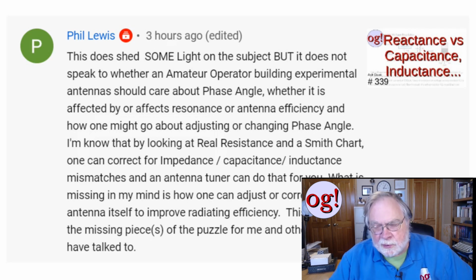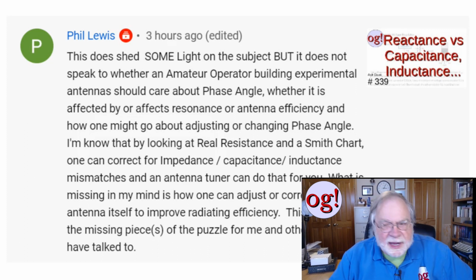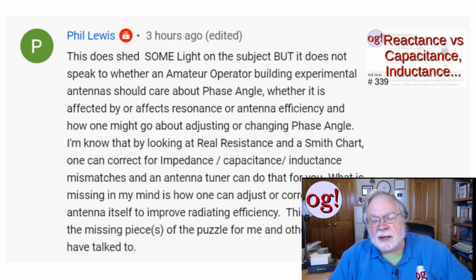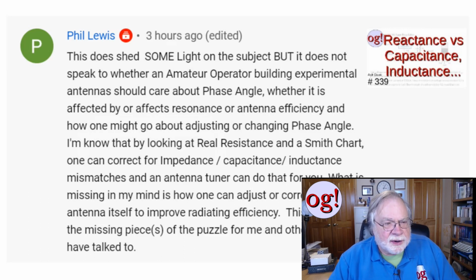Now, generally, when we go for resonance, resonance means that the capacitance and inductance equal each other. Therefore, there is no reactance, and so we have a fully resistive antenna. That is almost impossible to do without a tuner of some sort, because even a correctly erected dipole, the right height, everything like that, even when it's the right length, with lowest SWR, is going to have some reactance in there. It just is so.